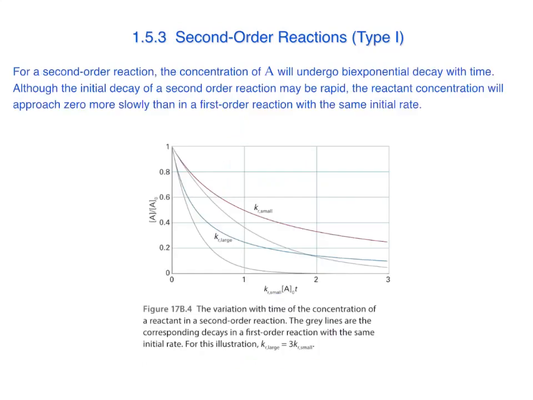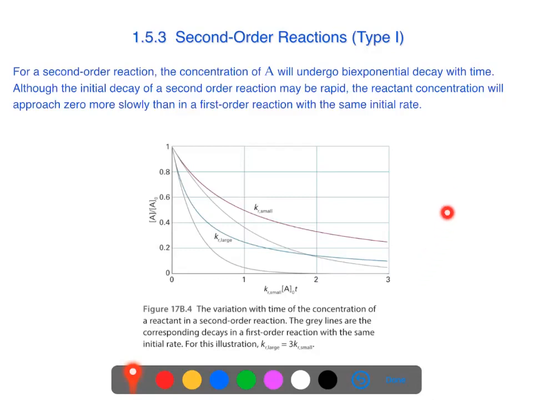So for a second order reaction, type 1, the concentration of A will undergo what's called a bi-exponential decay with time. Although the initial decay of a second order reaction may be rapid, the reactant concentration will approach 0 more slowly than in a first order reaction with the same initial rate. So what's shown in this particular figure is comparing two bi-exponential decays with two exponential decays that we saw previously, where the magnitude of K large is 3 times larger than the magnitude of K small.